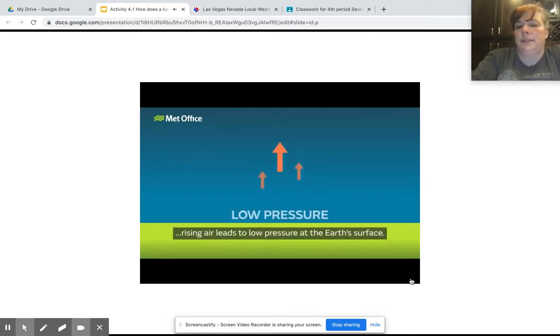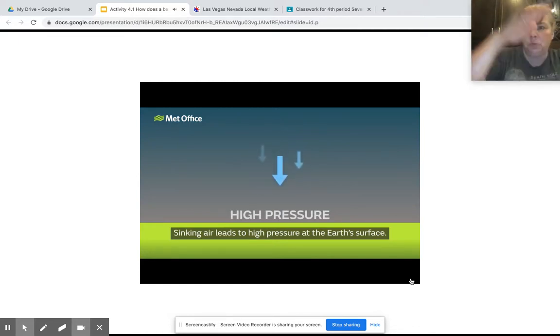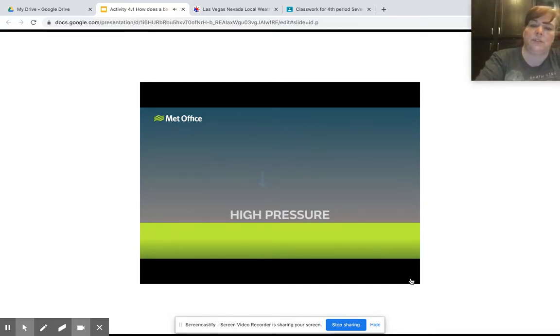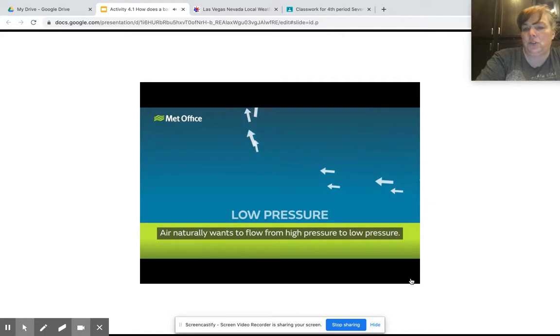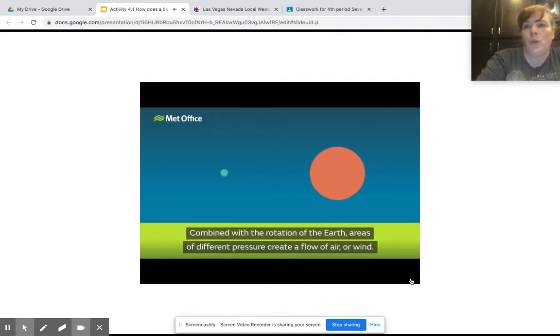Okay, so rising air leads to low pressure at the Earth's surface, just like we had talked about on our model. And sinking air leads to high pressure because it's pushing down onto the Earth's surface. Air naturally wants to flow from high pressure to low pressure. That's what makes wind.